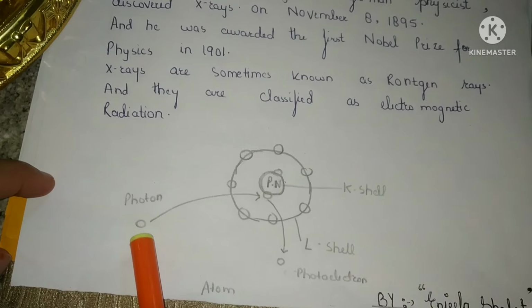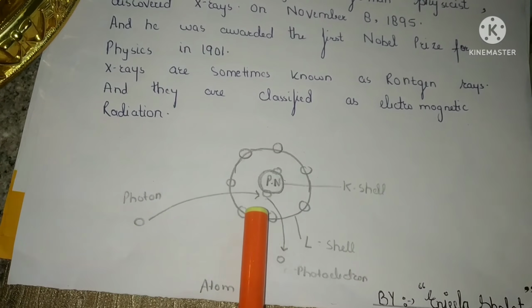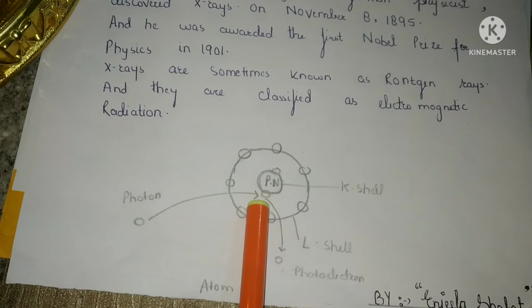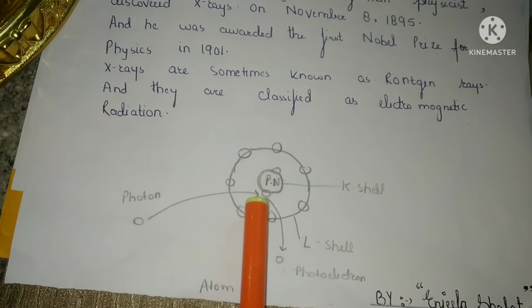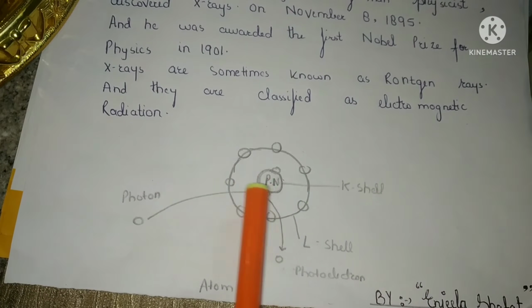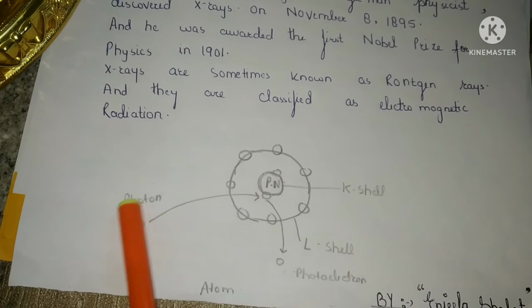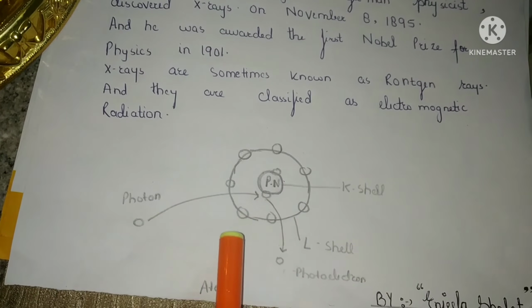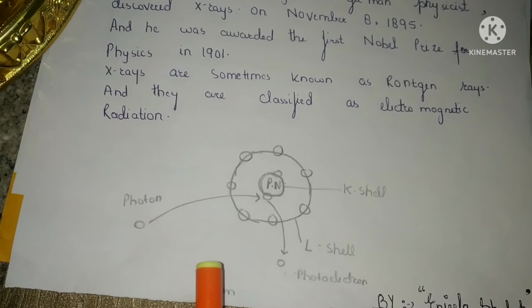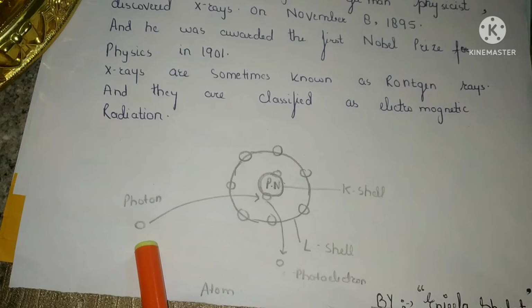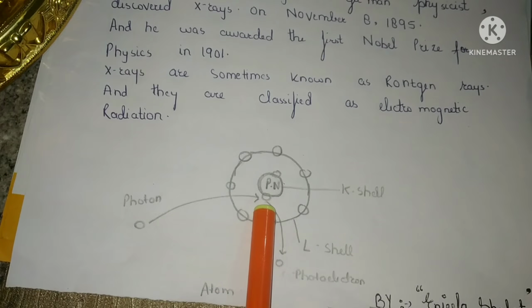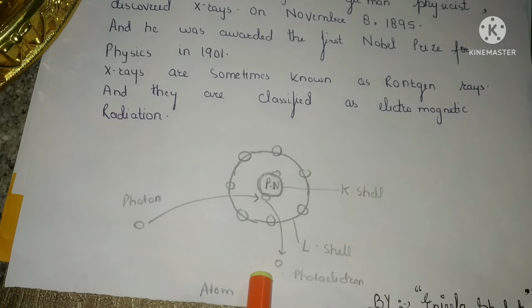When this photon comes at a very fast speed and accelerates, and hits this K shell electron, what happens? It completely removes this K shell electron from its orbit. You can see it here. It has just completely come out from its orbit. Now the question arises, how does this photon remove this K shell electron from its orbit? It is because the binding energy of the photon is more than the binding energy of the K shell electron, which takes this electron completely out of its orbit.